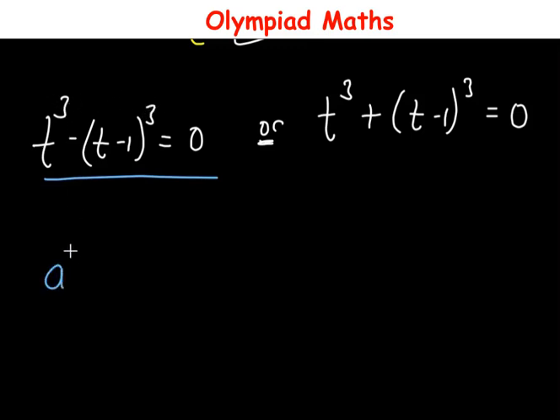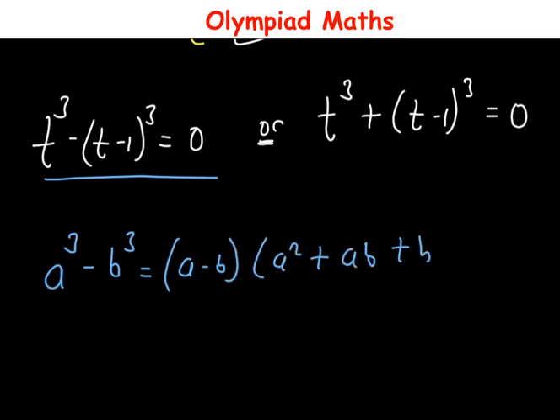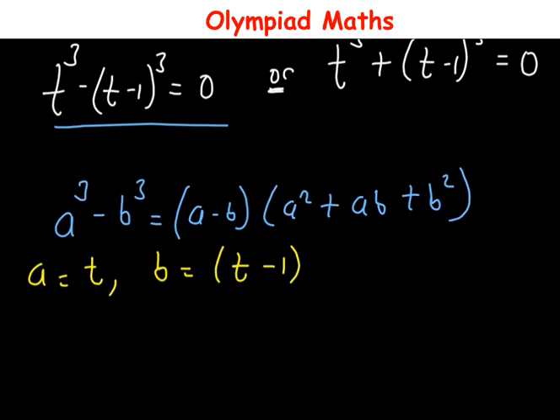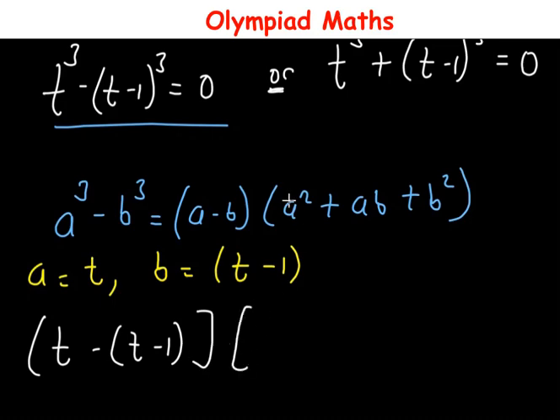So if you have a^3 − b^3, this is equal to (a − b) multiplied by (a^2 + ab + b^2). In this case, the value of a is equal to t, while the value of b is t − 1. From here, expanding this then becomes (a − b), where a is t and b is t − 1, so (t − (t − 1)), then this is multiplied by a squared.